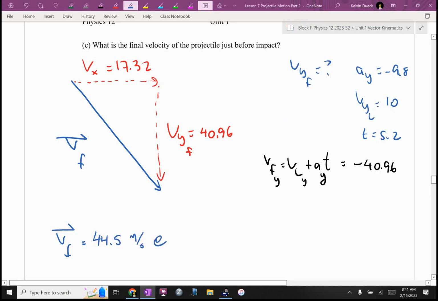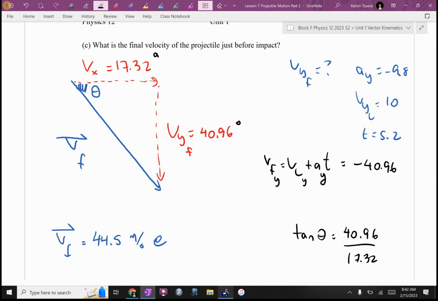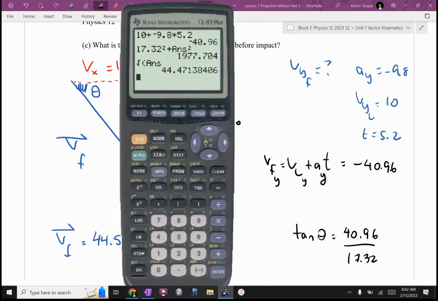meters per second. At, where am I going to put the theta? Top left or bottom right? 40.96 opposite, yes? 17.32 adjacent. I think it's going to be tan theta equals 40.96 over 17.32. I have a feeling we're going to get a fairly big angle. My triangle is not to scale. If I drew it to scale, I think it would be way steeper and a bigger theta.